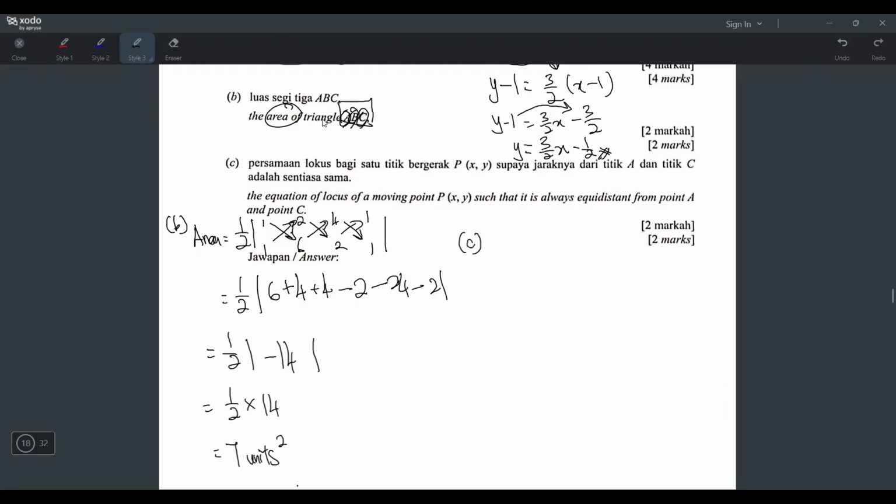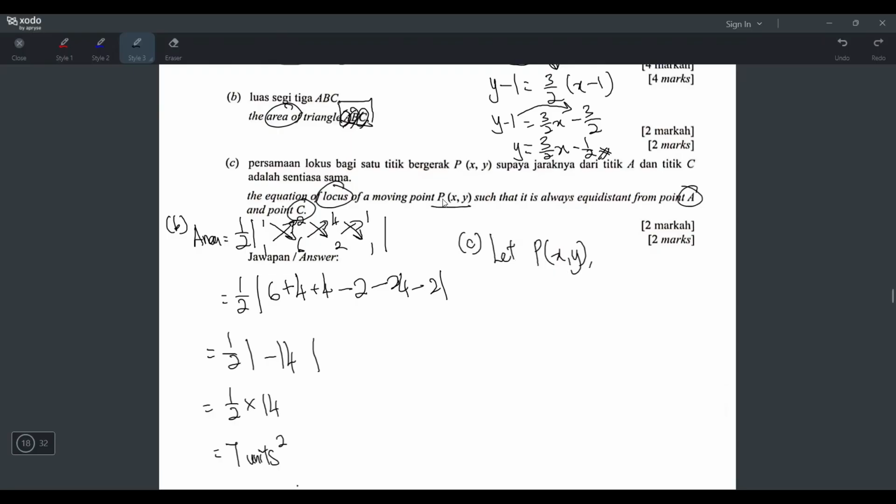Done. Okay, for the last part, part C. They say find the equation of the locus of moving point P such that it is always equidistant from A and C. Okay, when you do a locus question, locus is actually a moving point. And whenever we do locus questions, I will always tell my students to let the moving point become xy first. But they already do that for me. They already say it's point P and it's xy. So I'll just write let P be xy here. They already let P be xy for me.